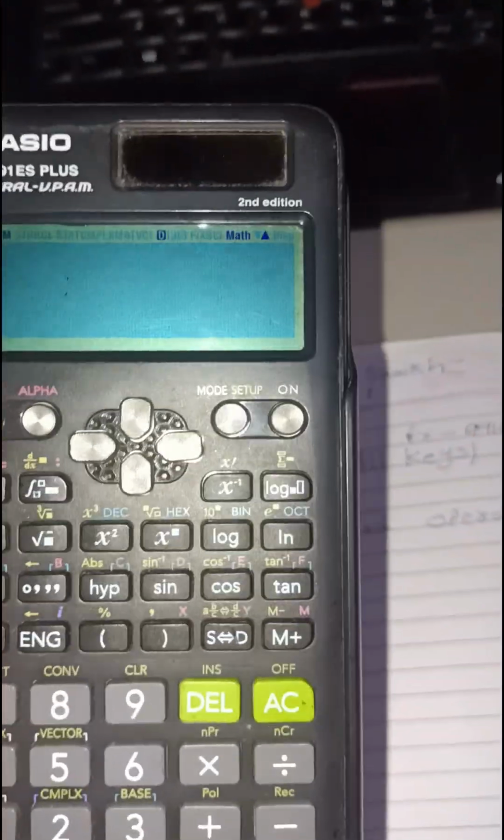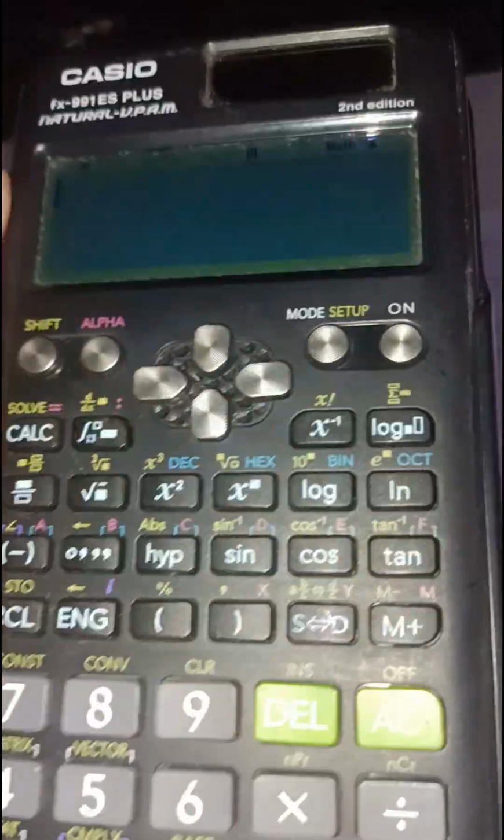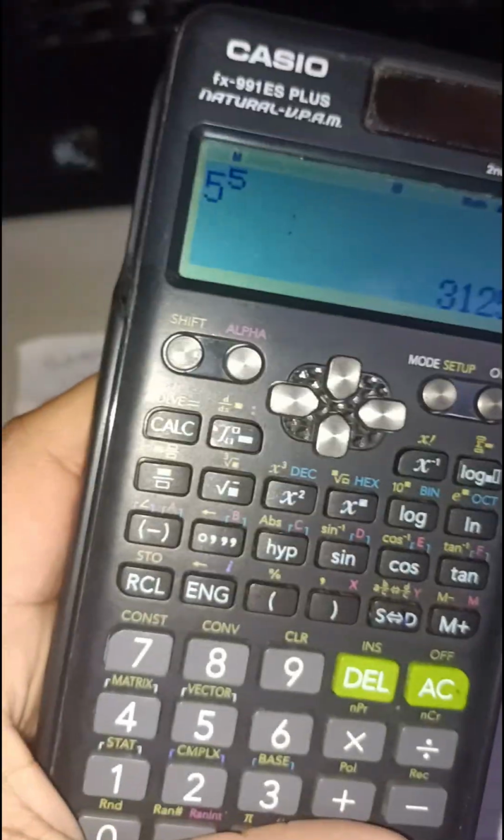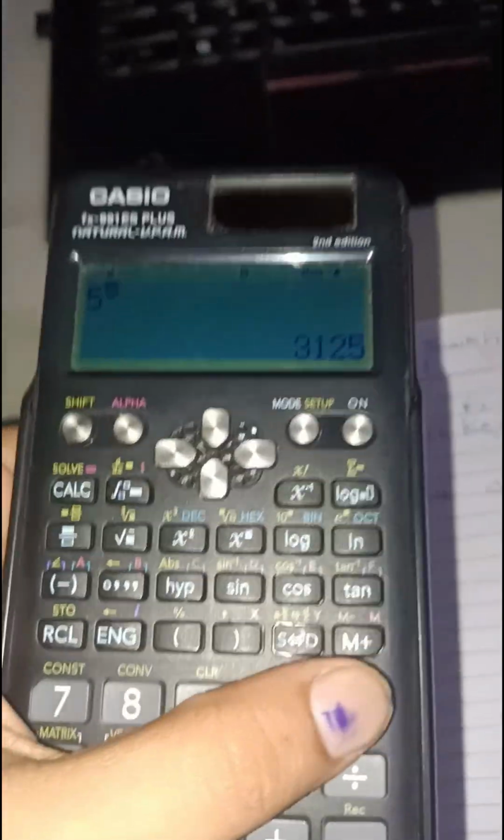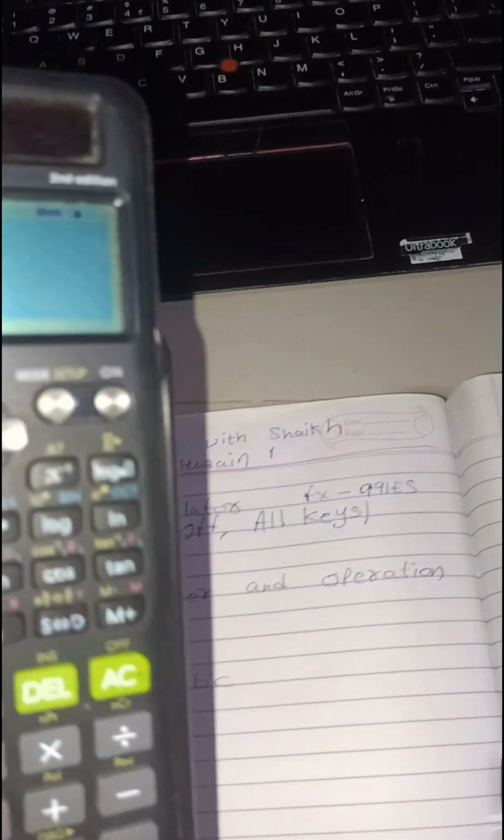Okay, but in the other case, if you want not the square root or cube root but the fourth root, fifth root, and other higher powers, you can also find them with this x power key. Fifth power, 5 power 5, you can see. It is the same with roots also.